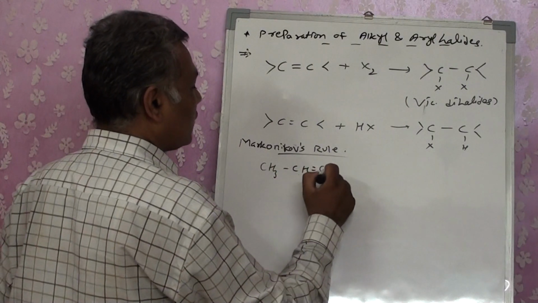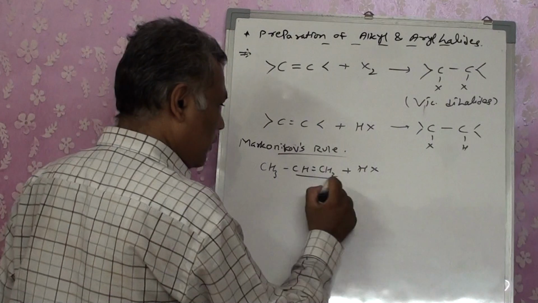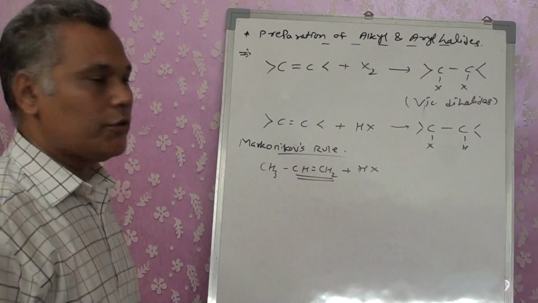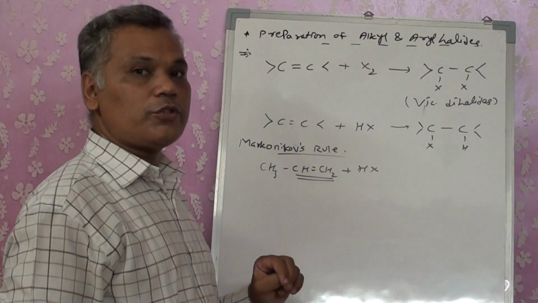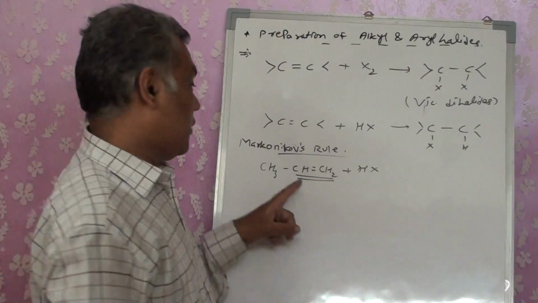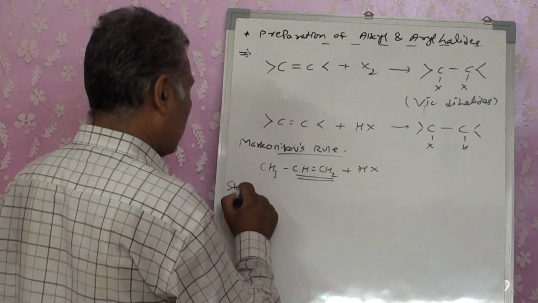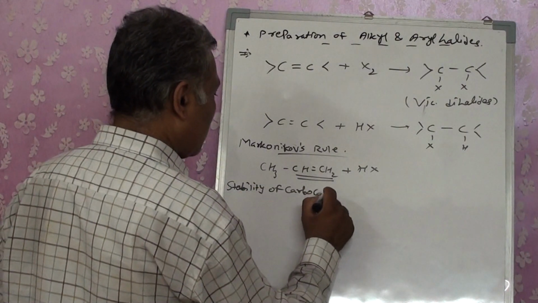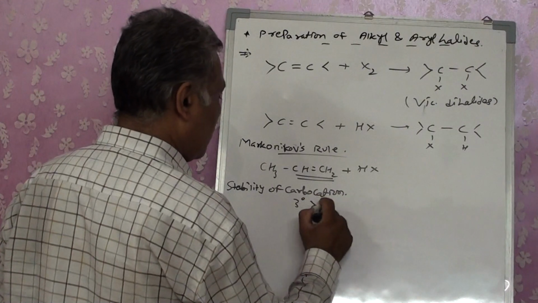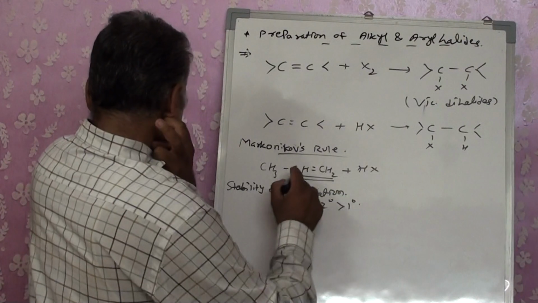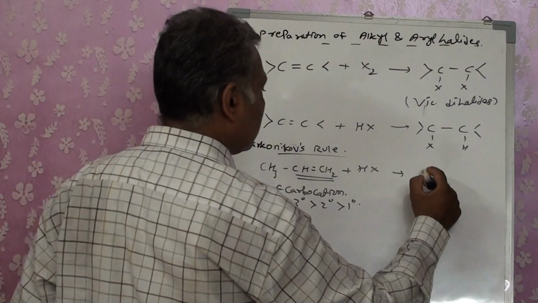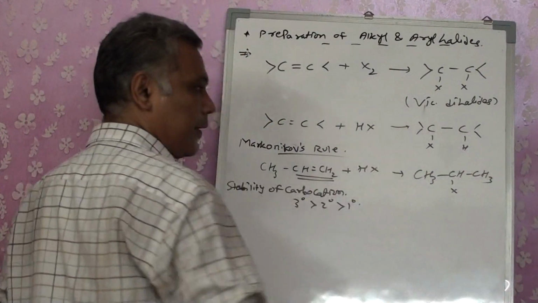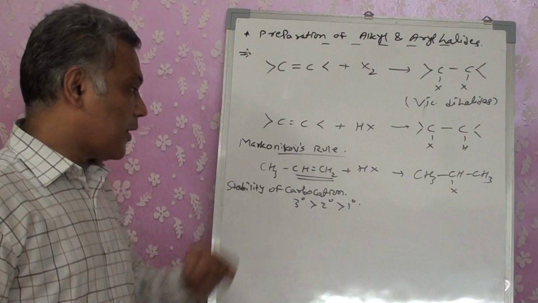CH3 CH double bond CH2. Now these two carbons are the double bond. One is having lesser number of hydrogen, one is having more number of hydrogen. So the carbon with lesser number of hydrogen will become the carbocation. Stability of carbocation will be applied: 3 degree, 2 degree, 1 degree. So here 2 degree formation takes place very easily. So it gets converted into CH3CHXCH3, right? As per the Markovnikov's rule.